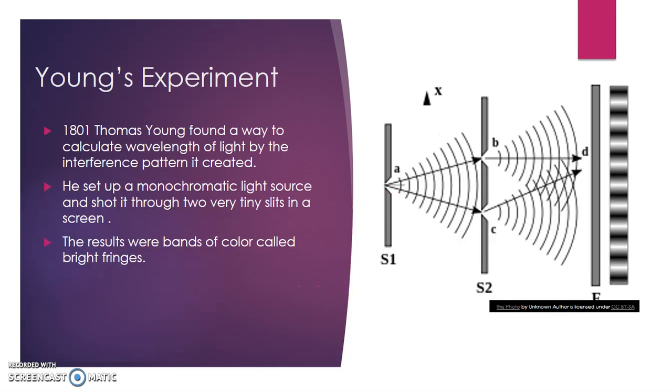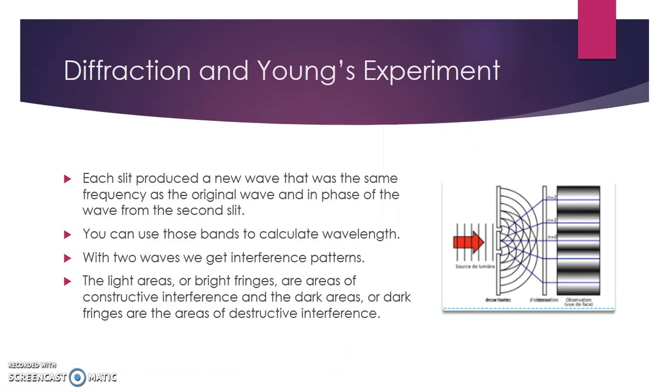So in 1801, Thomas Young found a way to calculate the wavelength of light by the interference pattern it created. He set up a monochromatic light source and shot it through two very tiny slits in a screen, and the results were bands of color called bright fringes. Each slit produced a new wave that was the same frequency as the original wave and in phase with the wave from the second slit. You can use those bands to calculate wavelength.